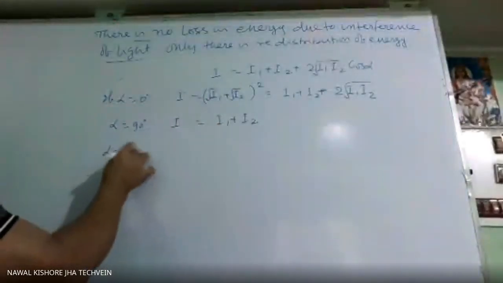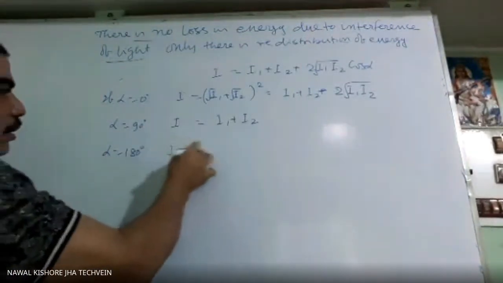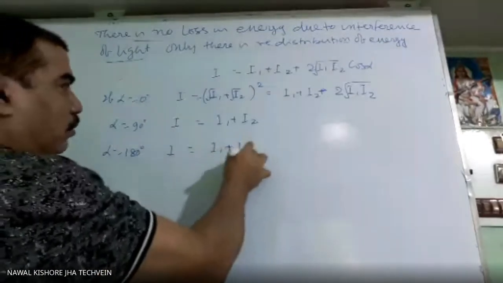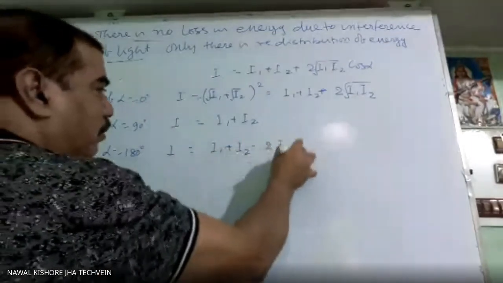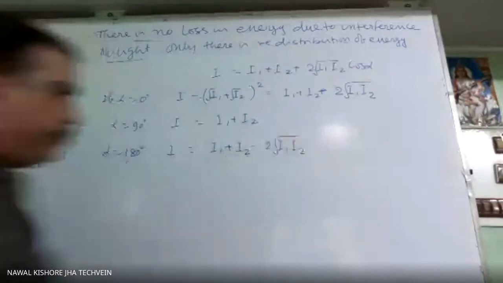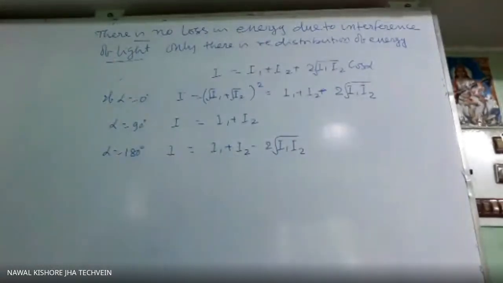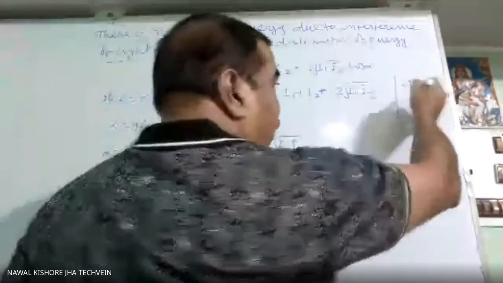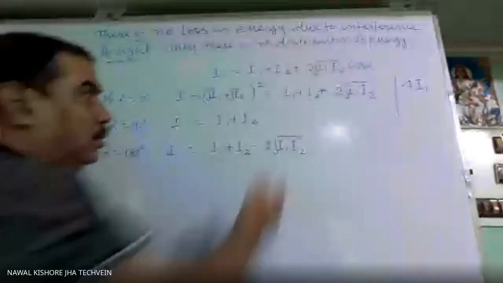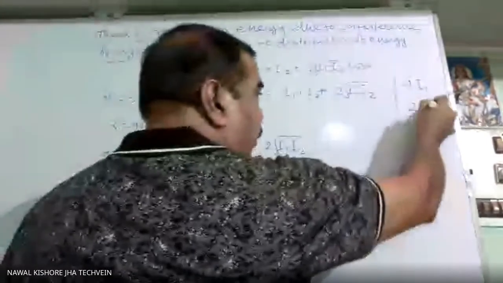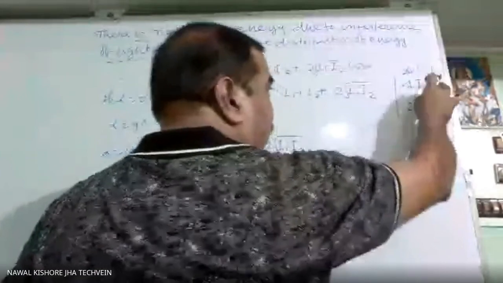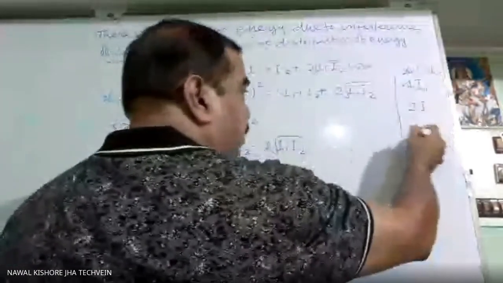Alpha 180 degree. I1 plus I2 minus 2 root I1 I2. This may be equal to 4I if I1 and I2 are equal. This may be equal to 2I if I1 and I2 are equal. This may be 0.